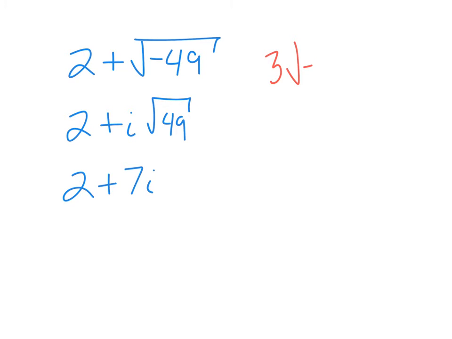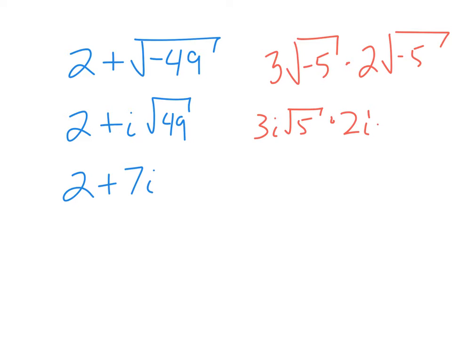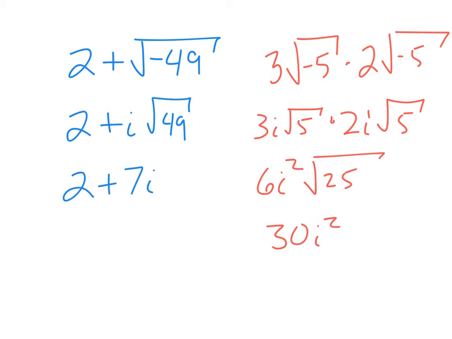3 times the square root of negative 5 times 2 times the square root of negative 5. So you need to make it imaginary first, okay? So then this would be 3i square root of 5 times 2i square root of 5. You only multiply the outside numbers. So you multiply the outside numbers for 6i squared, and then the inside numbers for 25, don't forget about them. So then 30i squared, which is that okay? That makes sense.